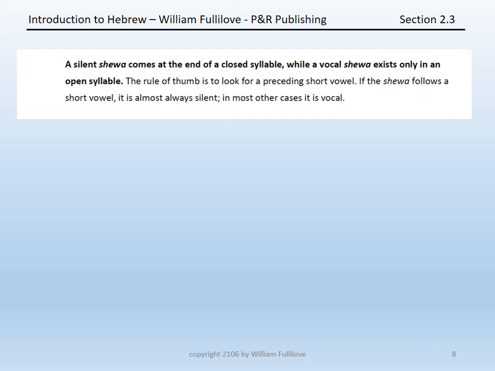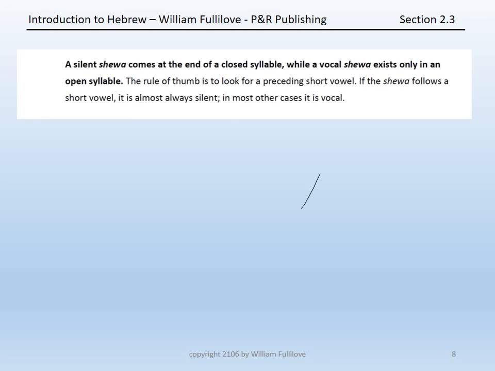Based on the fact that a silent schwa comes at the end of a closed syllable, while a vocal schwa will exist only in an open syllable, you can then have the following rule of thumb. Look at the vowel that comes on the letter before the schwa. If that preceding vowel is short, then almost always the schwa will be silent. In most other cases, that schwa will be vocal.